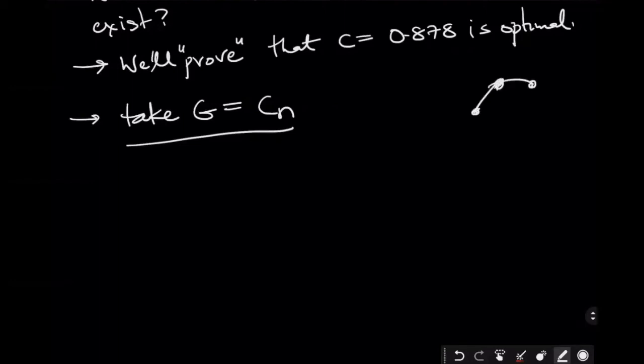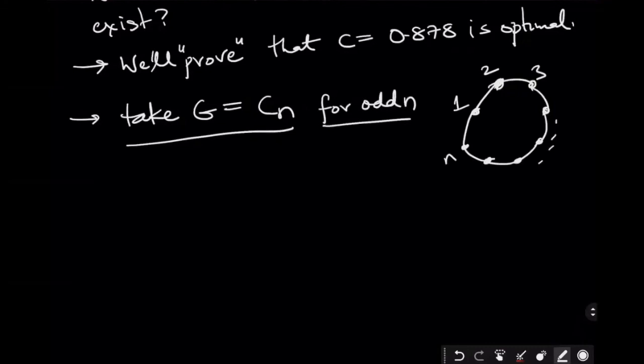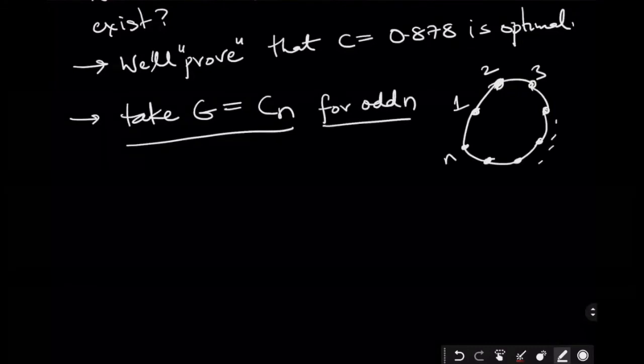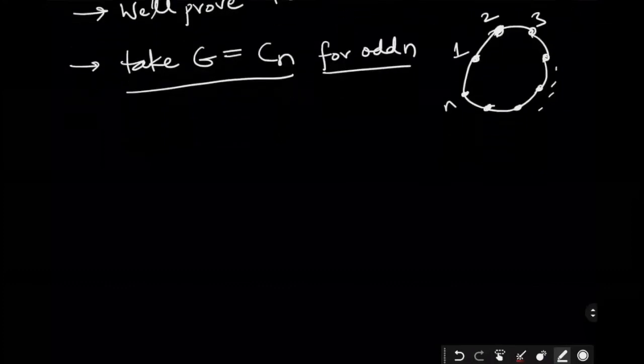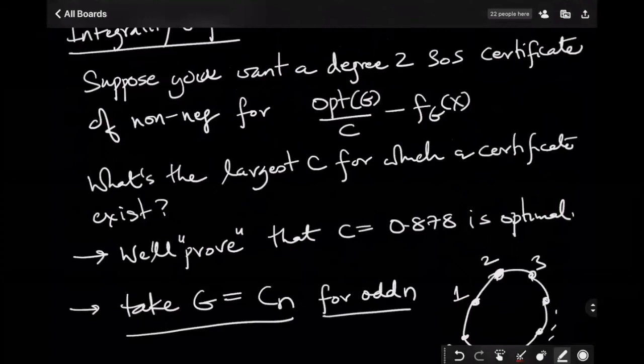So it has n vertices, and let's say the vertices are numbered 1, 2, 3, and so on. And there is an edge between 1 and 2, and 2 and 3, and 3 and 4, and so on, and then also n and 1. So okay, it's a cycle. So we're going to show that for odd n, this in fact serves as what is called a gap example. I'll tell you in a second what this means. We'll use this very specific graph to show that there cannot be better certificates.